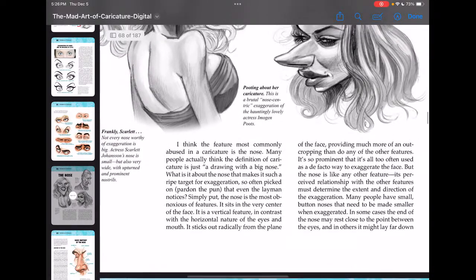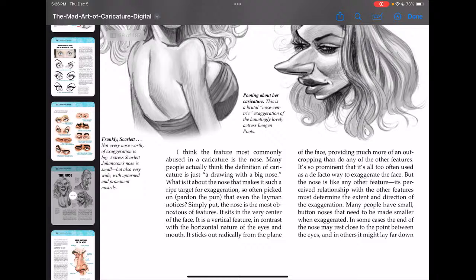I think the feature most commonly abused in a caricature is the nose. Many people actually think the definition of caricature is just, quote, a drawing with a big nose, and it makes it such a ripe target for exaggeration. So often picked on, pardon the pun, that even the layman notices. Simply put, the nose is the most obnoxious of features.